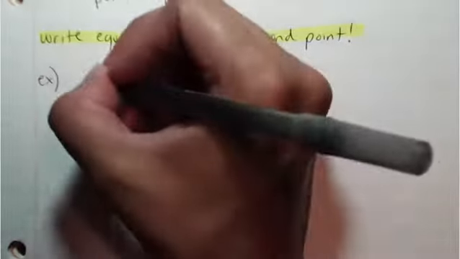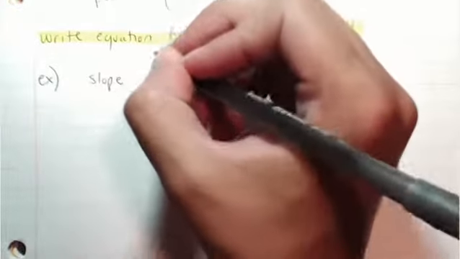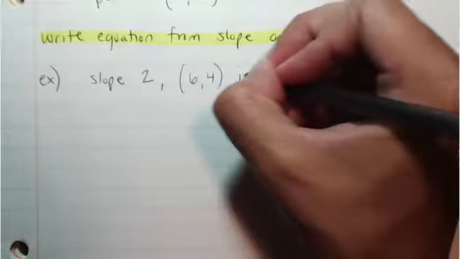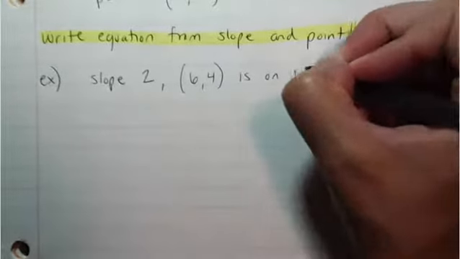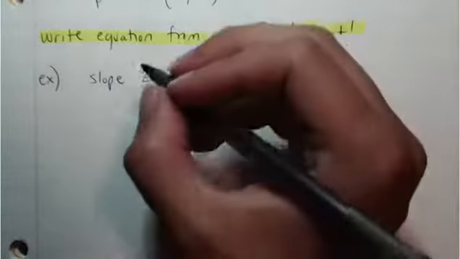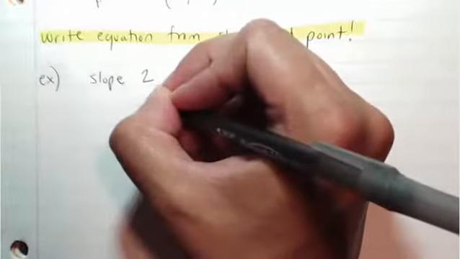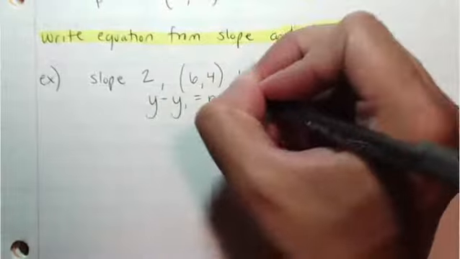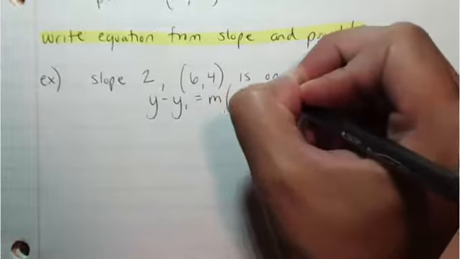So let's start off with the first one. Let's say that the slope is 2 and this point is on the line. Okay, so again, I know I should use point slope formula because they give me a slope and a point. So I'm going to go ahead and write my point slope formula down. Every single time we do this, y minus y1 equals m times x minus x1.